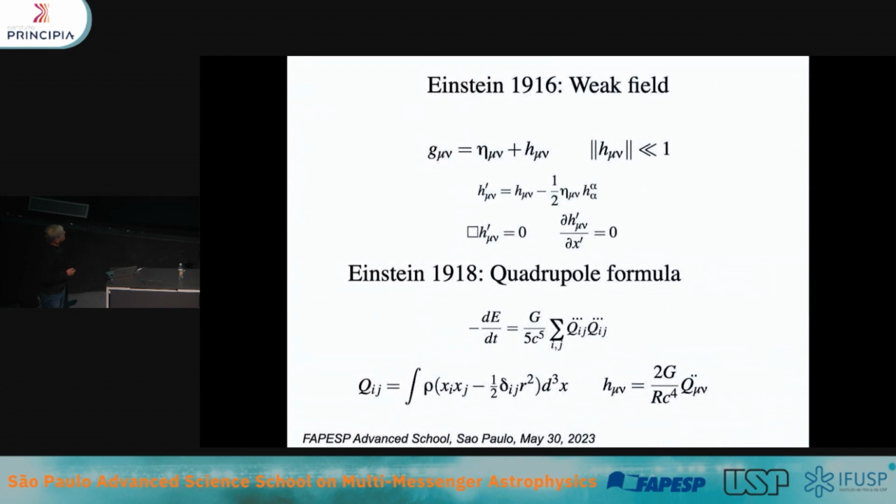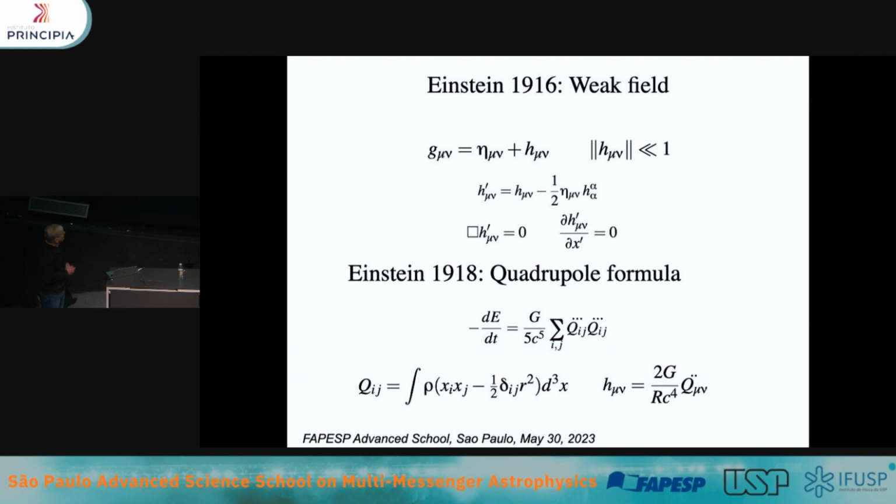So everything started with the weak field approximation that Einstein took just one year after developing the Einstein equations. That was simple: take the Minkowski metric and think about a very small perturbation, and you crank the machine, and eventually you get out the wave equation.